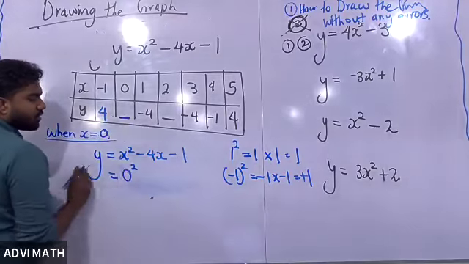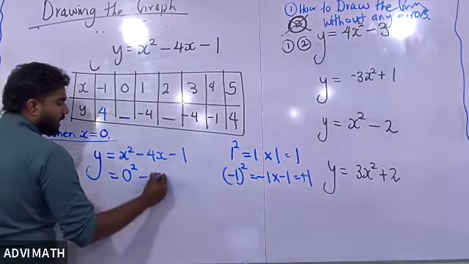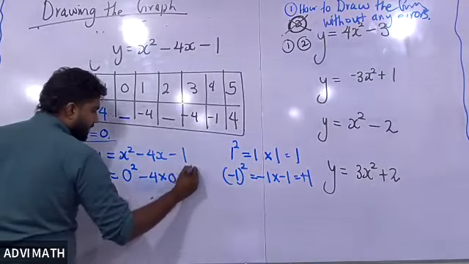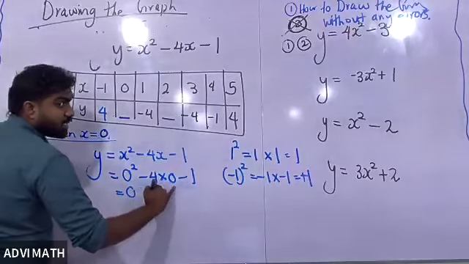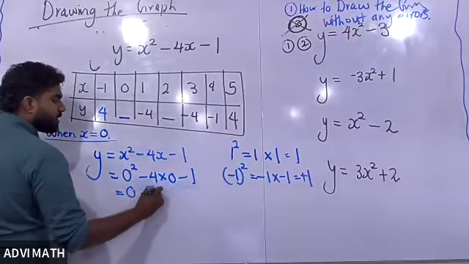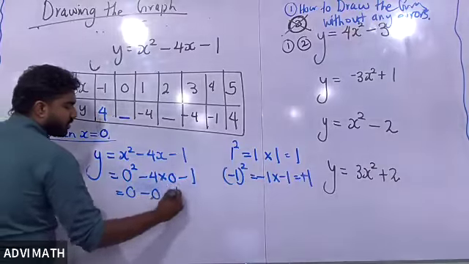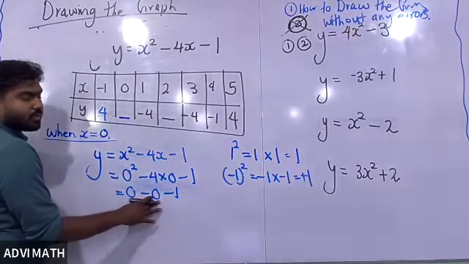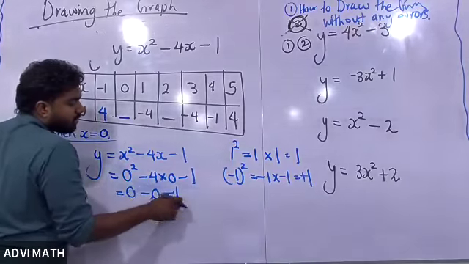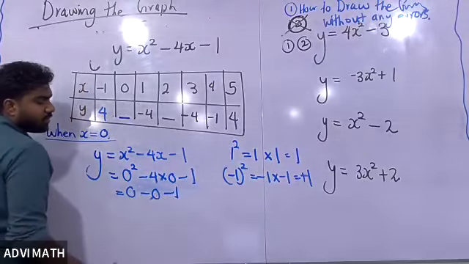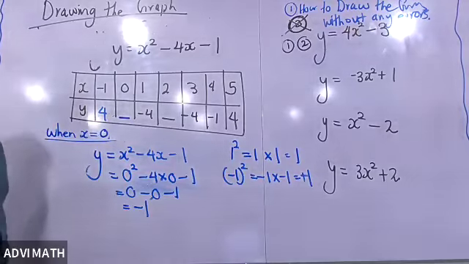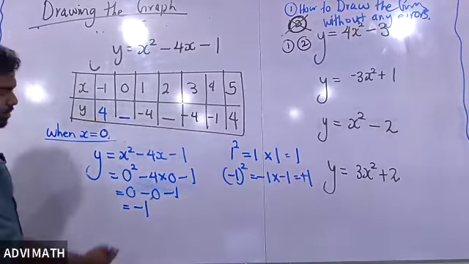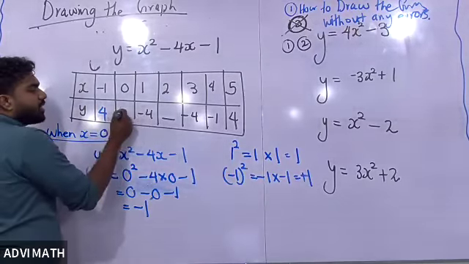0. 0 squared minus 4 into 0 minus 1. 0 squared, what is the answer? 0. 4 into 0, what is the answer? Minus 0. Minus 1. 0 minus 0? 0. 0 minus 0 minus 1? Minus 1. 0 into something is only 0. 0 minus 1, what is the answer? Minus 1. Didn't I get that minus 1 here?